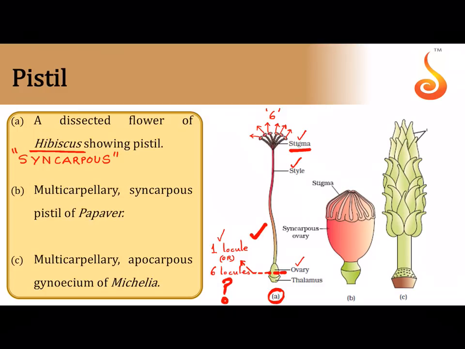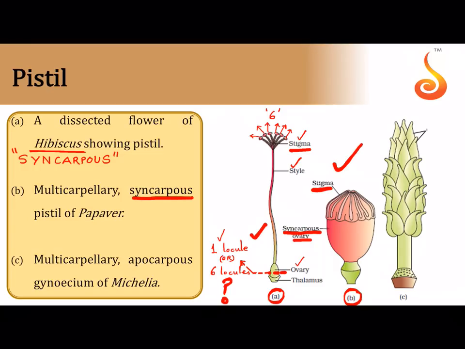Then the second one is multicarpellary syncarpus. See the ovary here. This ovary doesn't have style at all. It is highly reduced. You can only see the stigma. I am focusing on this diagram right now, the middle one. You can see the stigma, a very, very ornamented stigma, and you can see the basal swollen part which is referred to as the ovary.